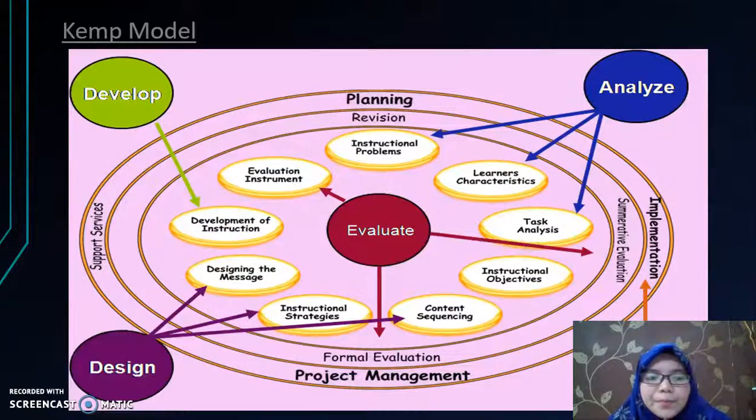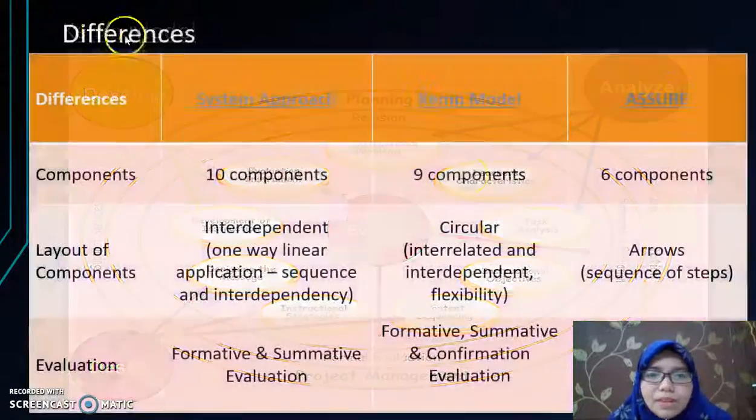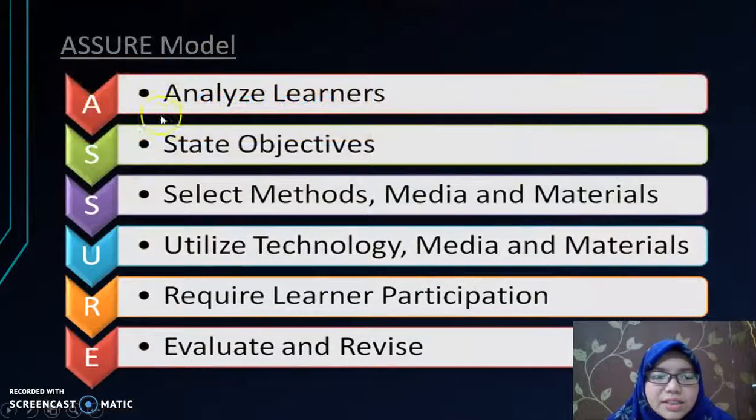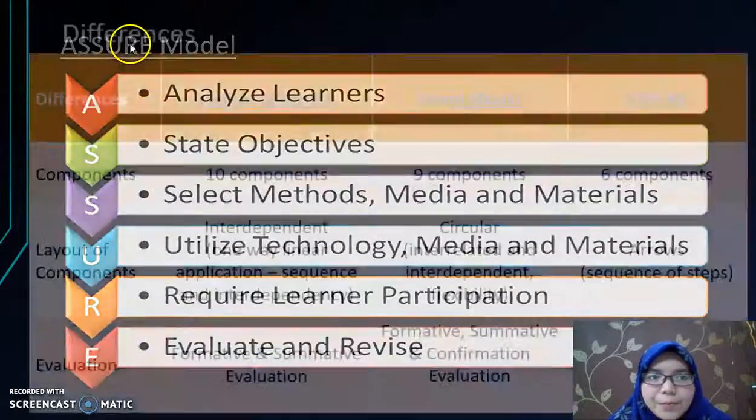Okay, next, for ASSURE, it has arrows and a sequence of steps. As you can see here, they must follow the steps and the arrows. It must start with analyze learners, state objectives, select methods, and then it moves to utilize technology, require learner participation, and last but not least, evaluate and revise.